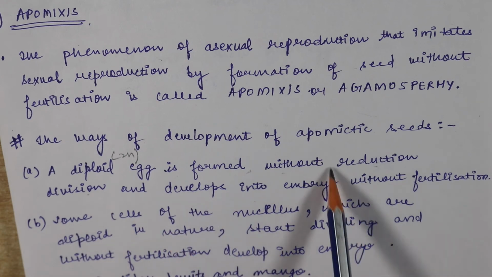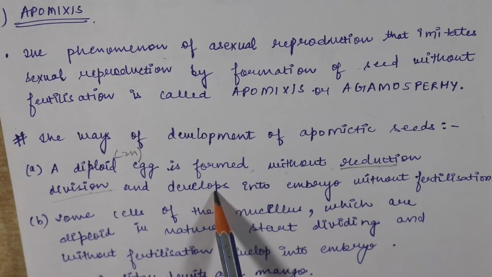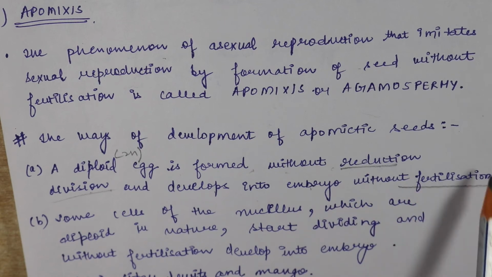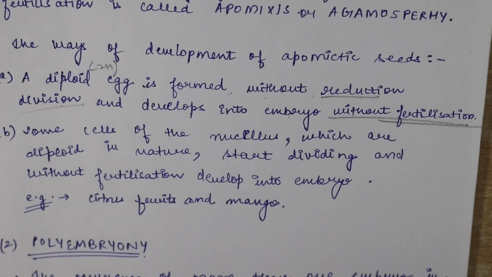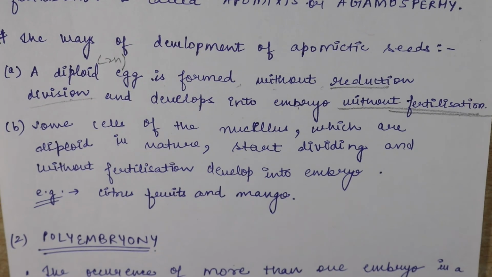वो फॉर्म होता है किसी बिना रिडक्शन डिवीजन के, और डिवेलप भी कर जाता है एम्ब्रियो के अंदर किसी बिना किसी फर्टिलाइजेशन के. Then our second point is some cells of the nucleus which are diploid in nature start dividing and without fertilization develop into embryo. For example, citrus fruits and mango.